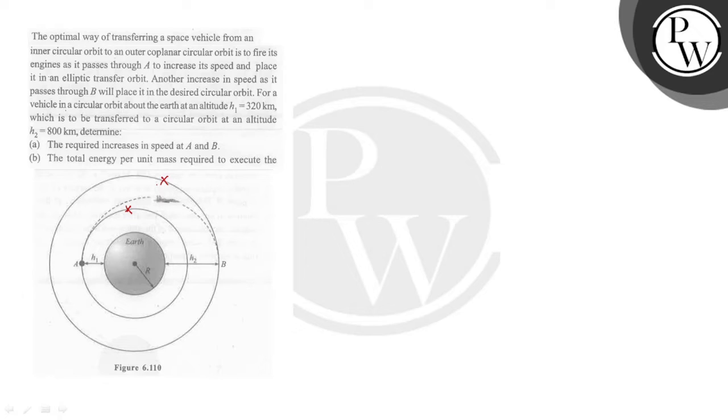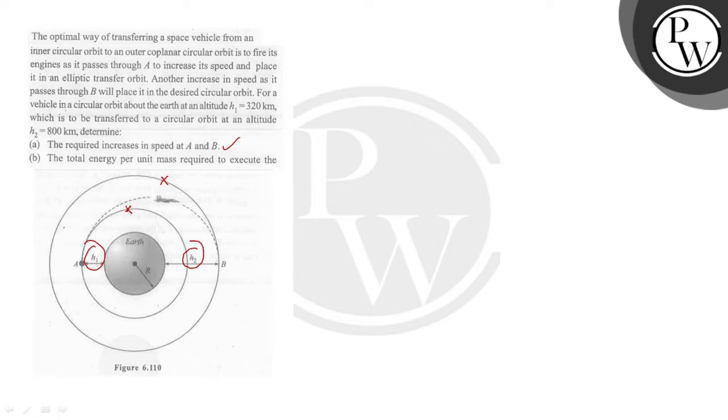For a vehicle in a circular orbit about the Earth at an altitude h1 equal to 320 km, which is to be transferred to a circular orbit at an altitude h2, h2 being 100 km, determine the required increase in speed at A and B. Clear? So next, the total energy per unit mass required is equal.